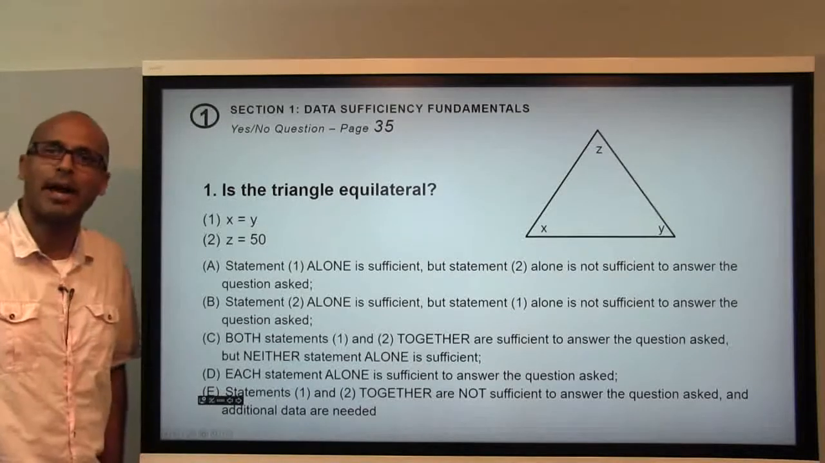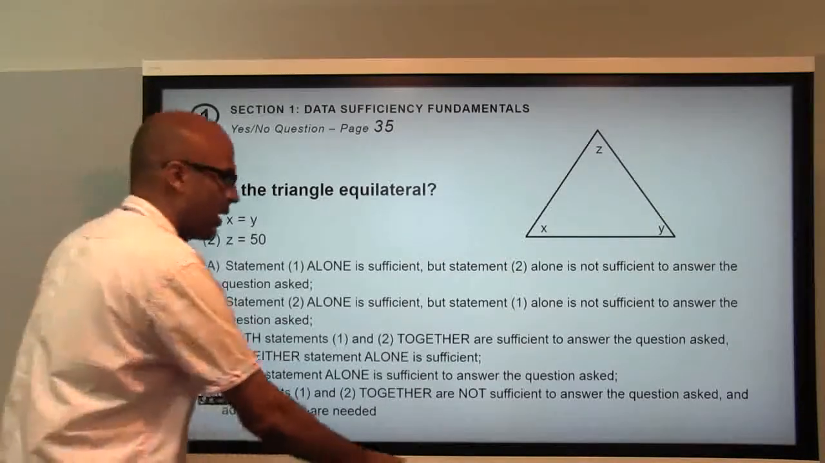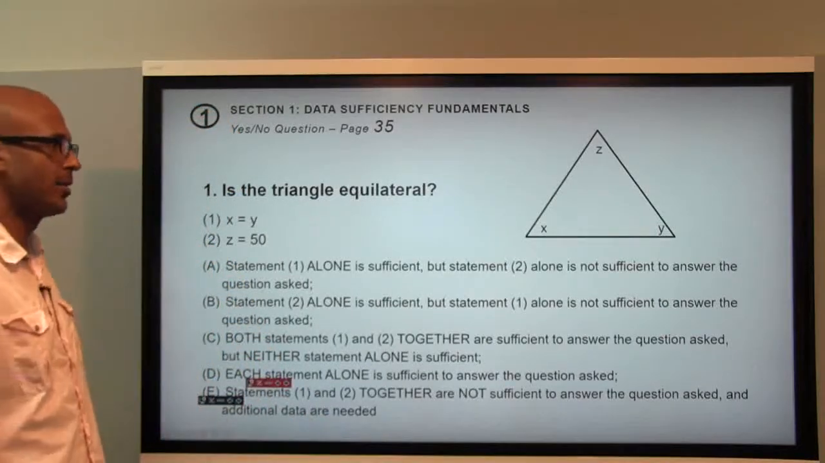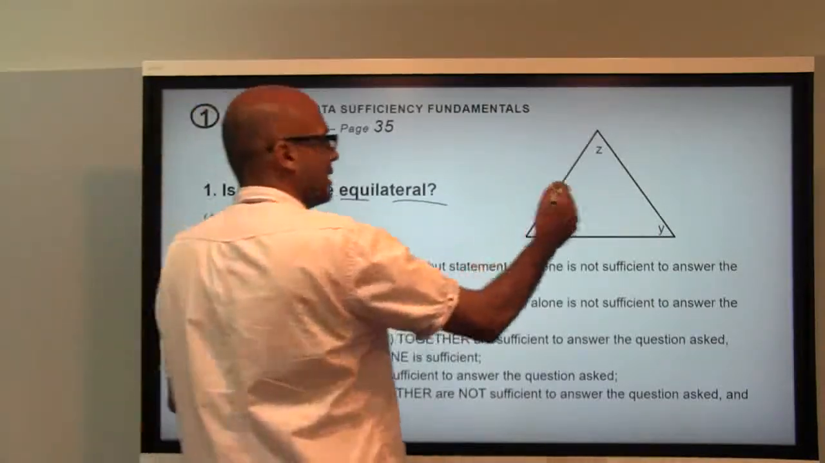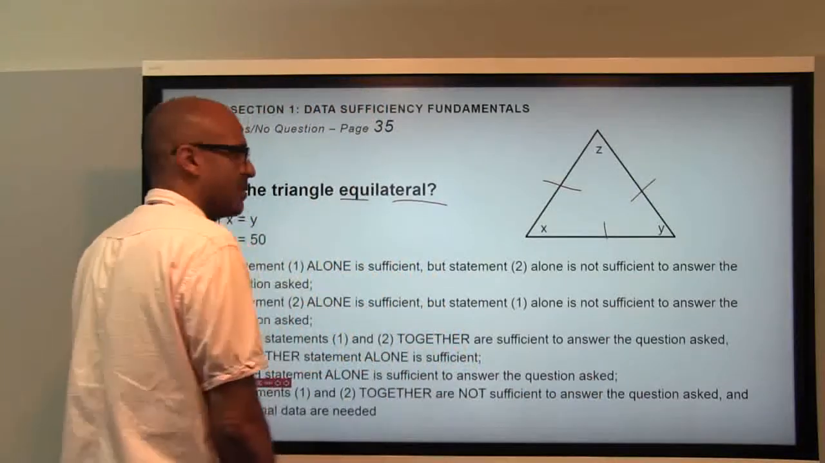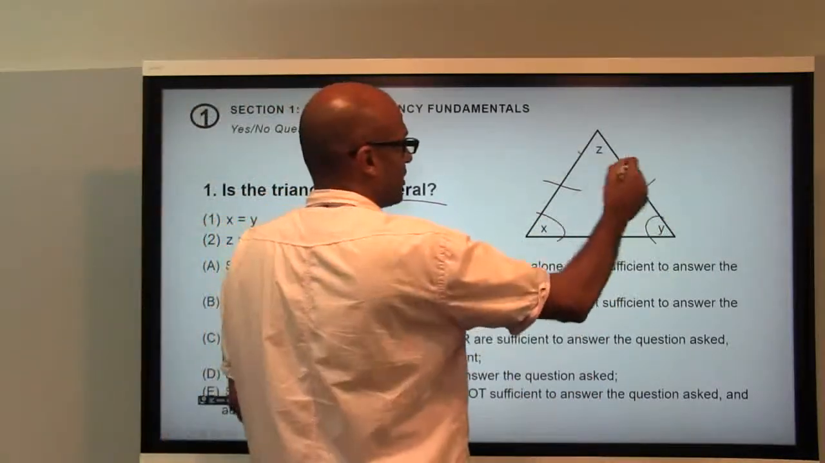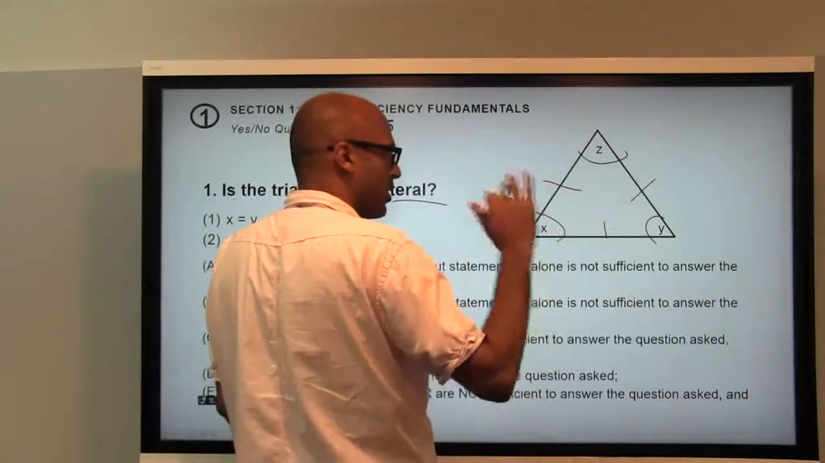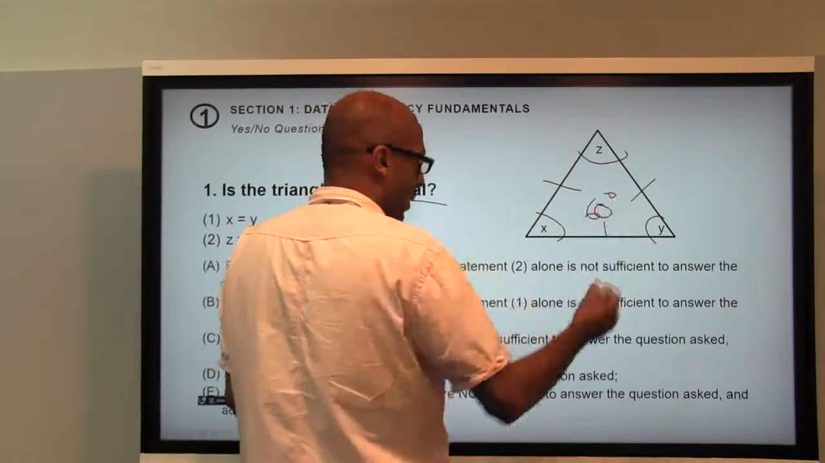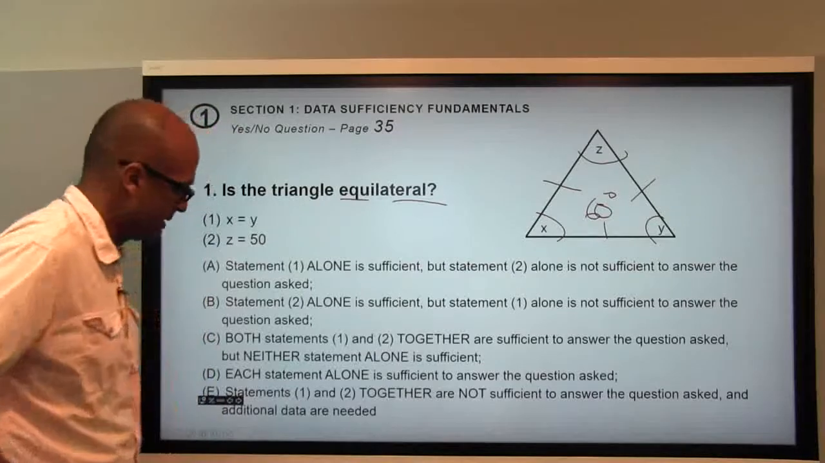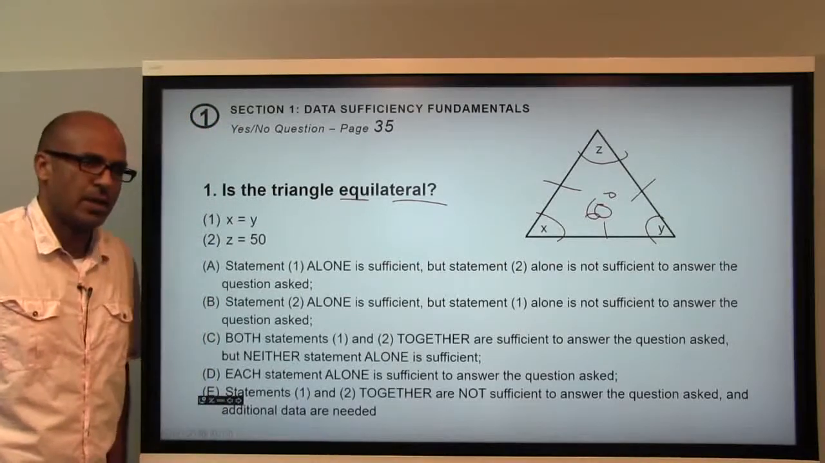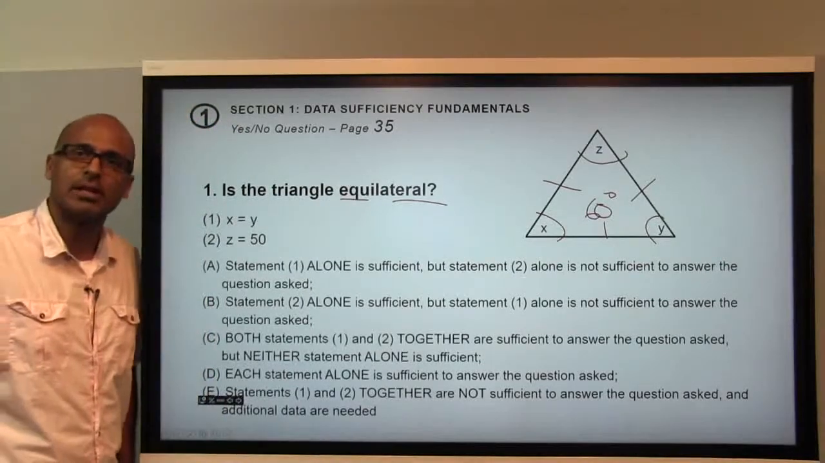But I will talk about enough geometry here for us to get through this question. It says, is the triangle equilateral? Equa means same, lateral means side. They want to know, does this triangle have all 3 same sides? If a triangle has similar sides, by definition, it's got to have similar angles. All the angles in a triangle add up to 180 degrees. So really the question is, is each angle 60 degrees? That's it.